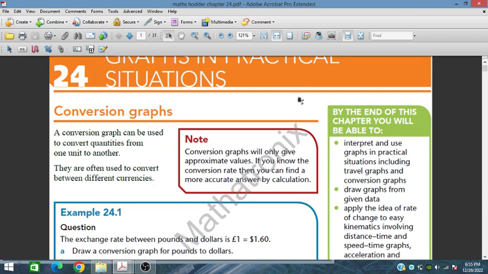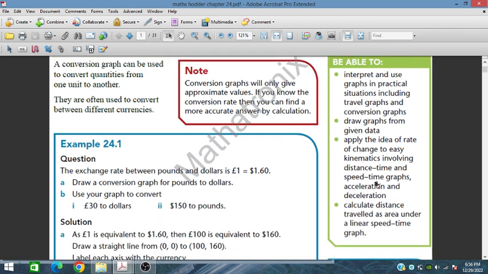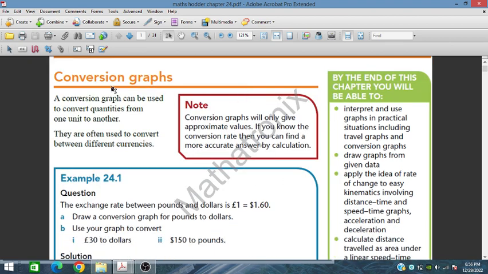And in this topic, we will learn some conversion graphs, especially how to draw a graph from some given data, travel graphs, conversion graphs for different currencies and temperatures, and kilometers and miles, and kinematics involving distance-time graphs, speed-time graphs, acceleration, deceleration, and distance traveled by calculating the area from the speed-time graph. So these are the things that we will learn in this chapter 24.